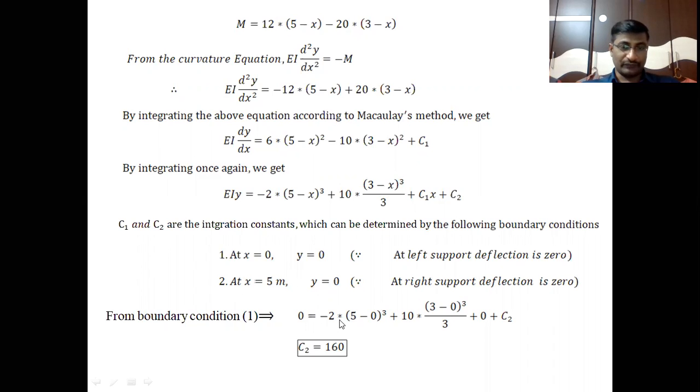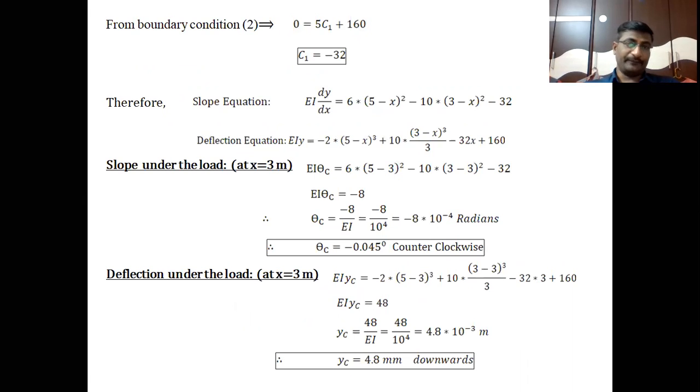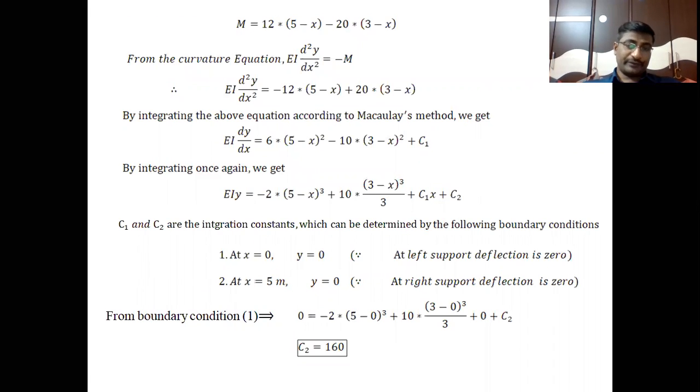So 90 minus 250 is minus 160. If we take it to the other side of the equal sign, C2 is equal to 160. Clear, students? So after substitution of the first boundary condition, the C2 value is 160. Next, by substituting the second boundary condition into our equation, what is the second boundary condition?